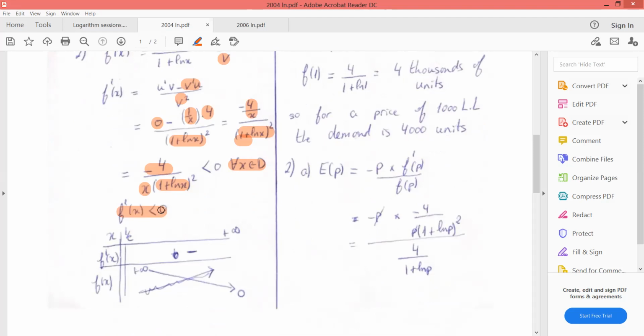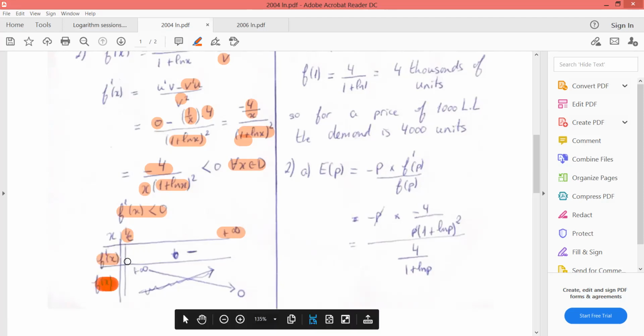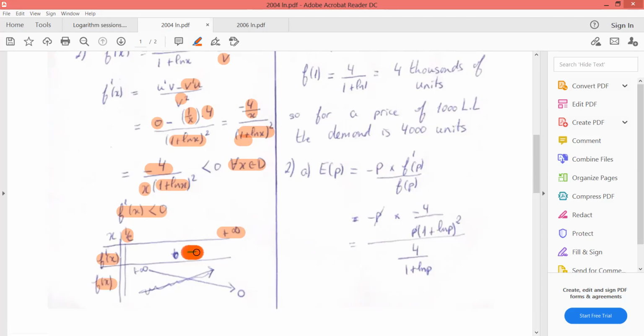Now to make the table of variations, first we put the domain of definition, 1 over e to plus infinity, f prime x, f x. Domain 1 over e to plus infinity, so f prime x is negative, so it is decreasing.